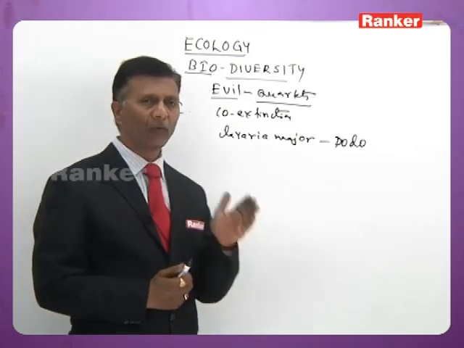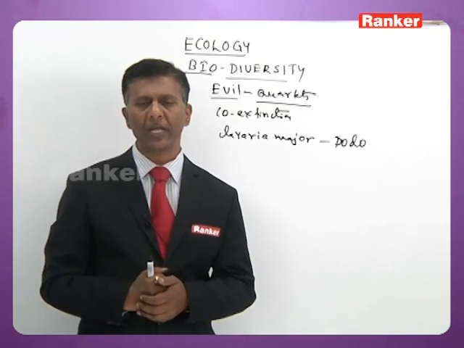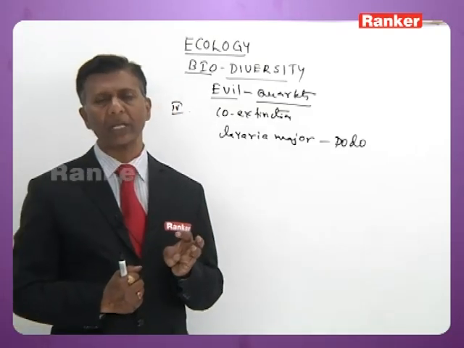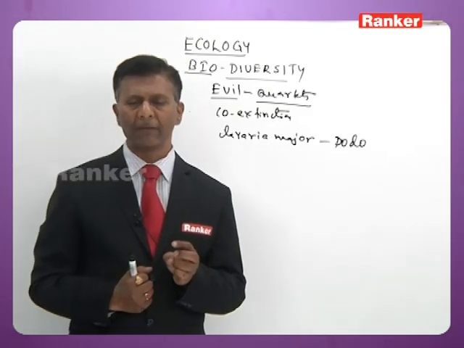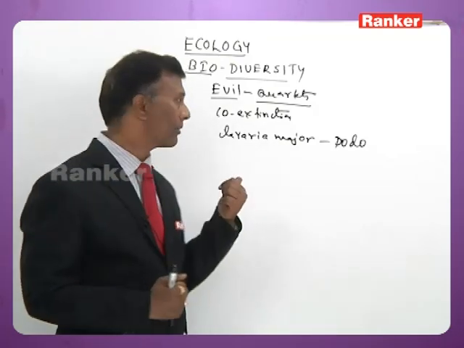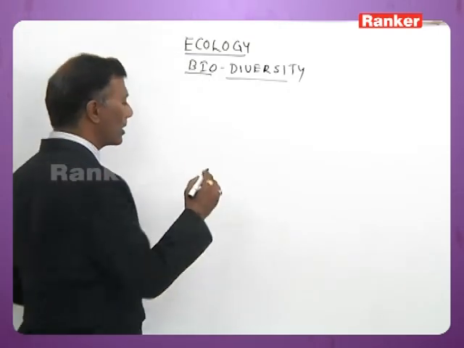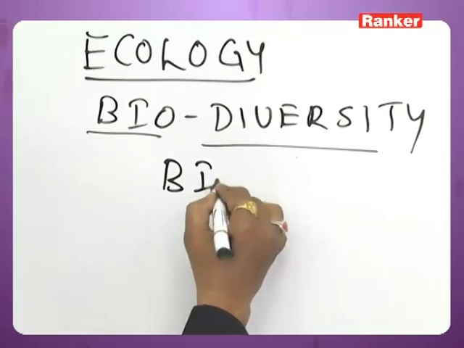So there are 4 evil quartets which are responsible for loss of biodiversity. Number 1, habitat loss and degradation. Number 2, the invasion of alien species. Number 3, overexploitation, and number 4, co-extinction. Now next we will talk about biodiversity conservation.